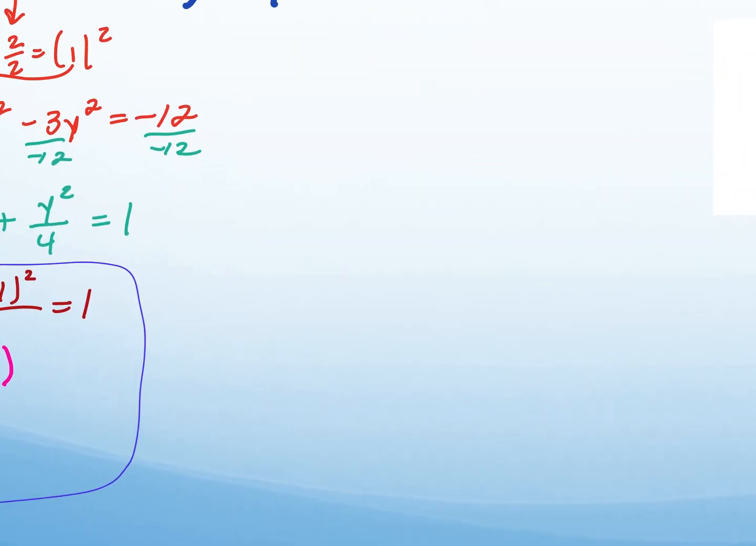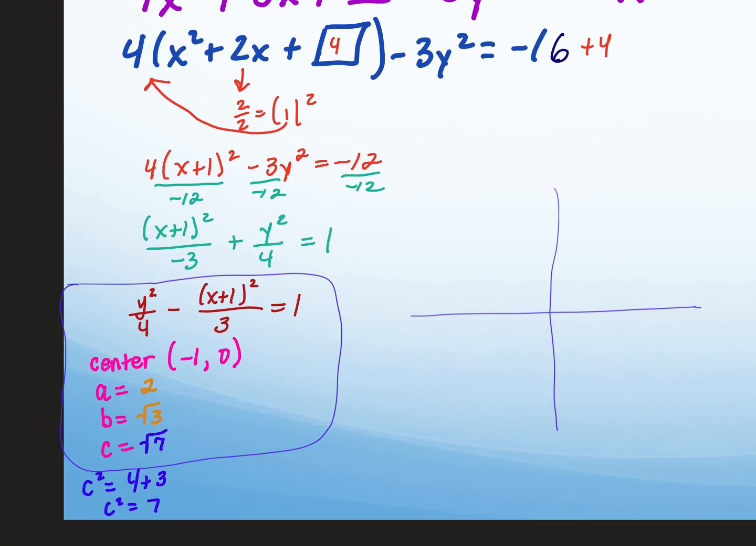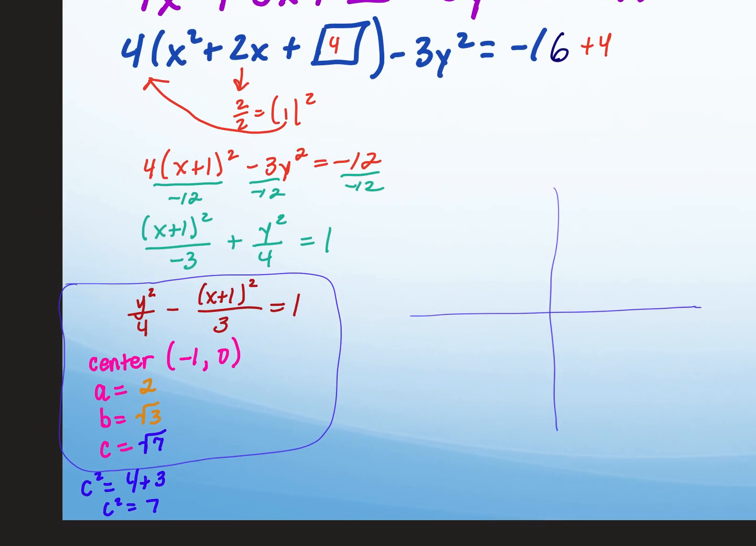So let's do a little sketch here. With what we have, let's just do a little sketch. First thing that's important to put on your graph is what, probably? The center, okay? Now, if there's not a picture, you guys should always draw one. It's very helpful. So your center is at (-1, 0). That's my center.